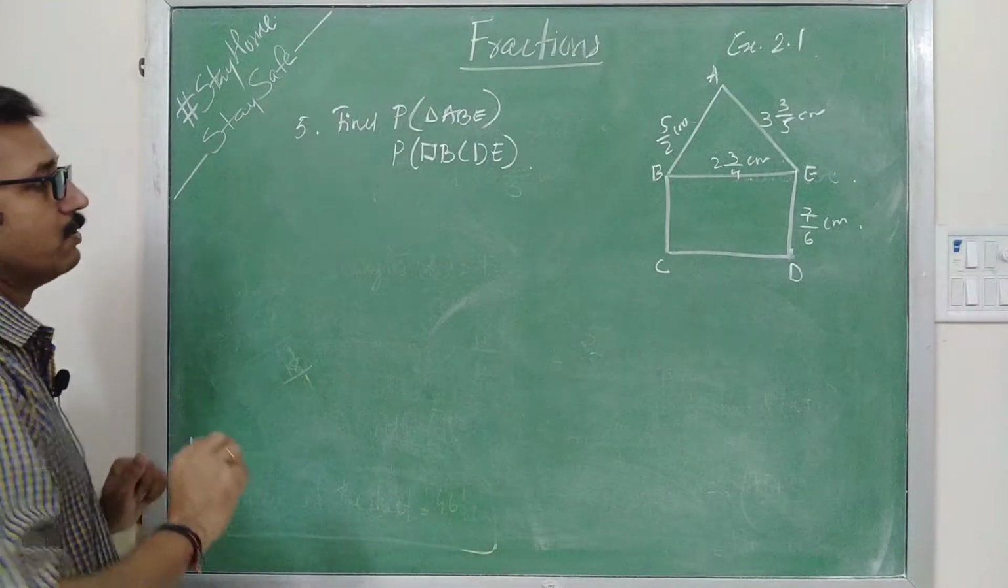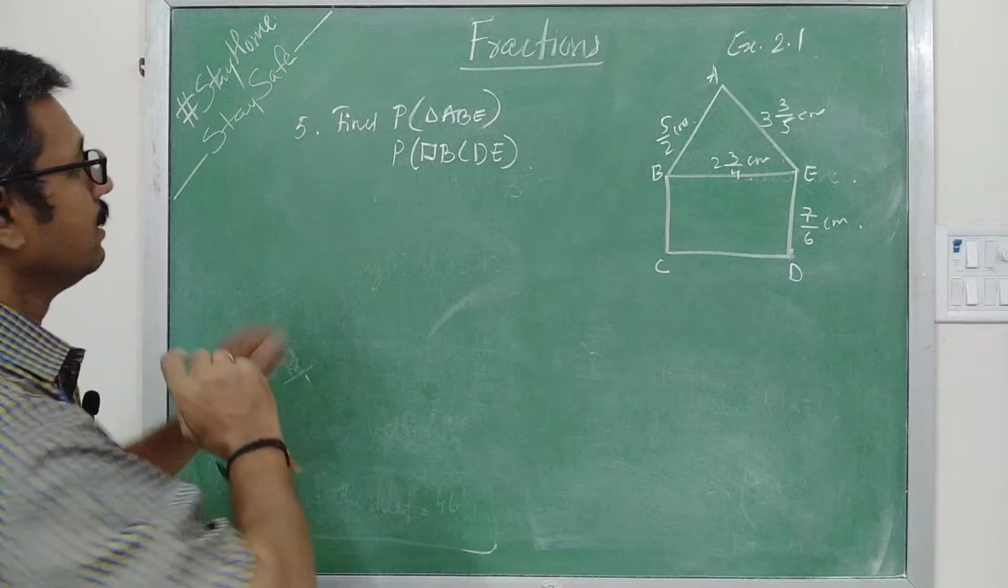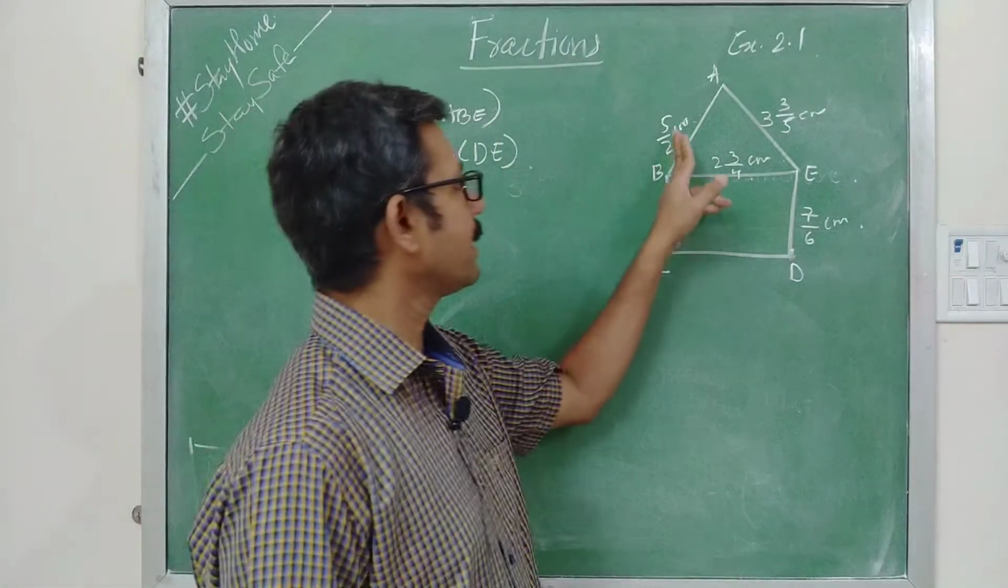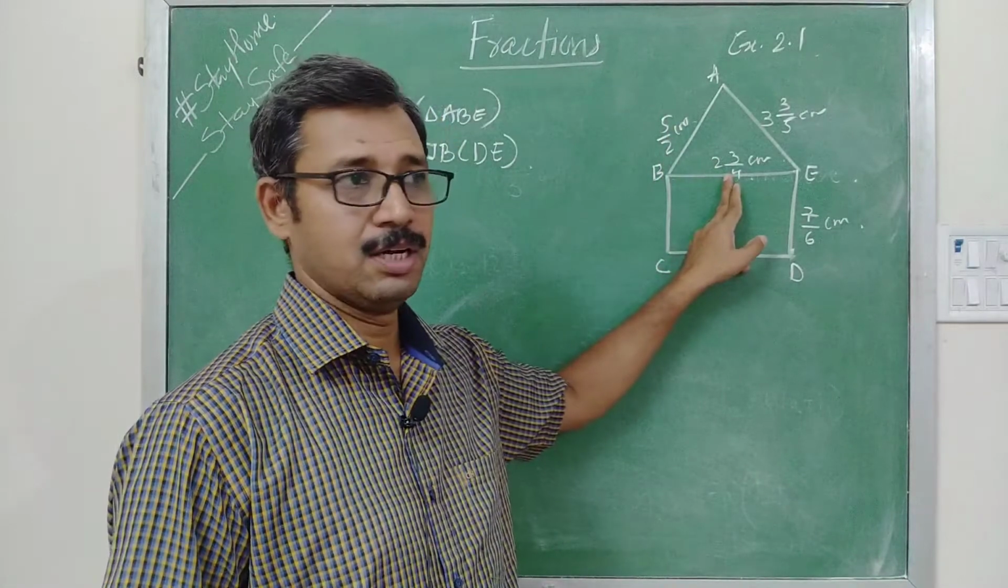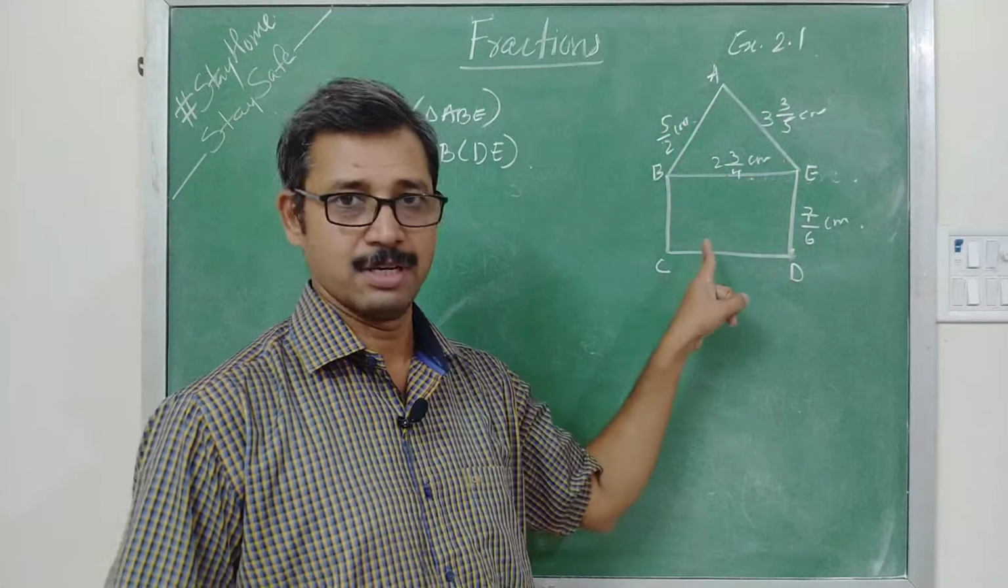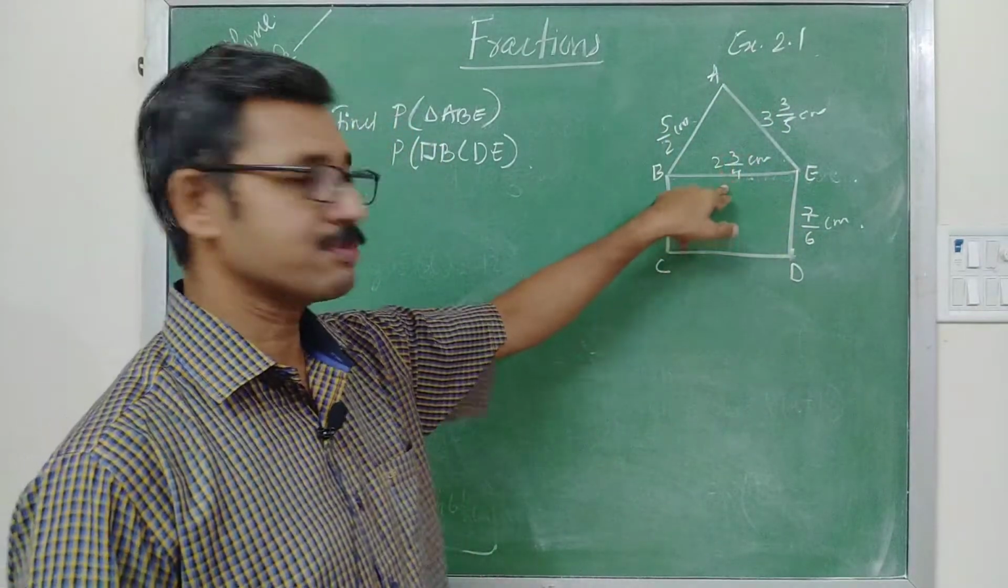First of all, we can find the perimeter of the triangle. For that we need the lengths. Here it is 5 upon 2, but some are mixed fractions. Perimeter means we have to add all the sides, but as long as it is a mixed fraction, we cannot add it.